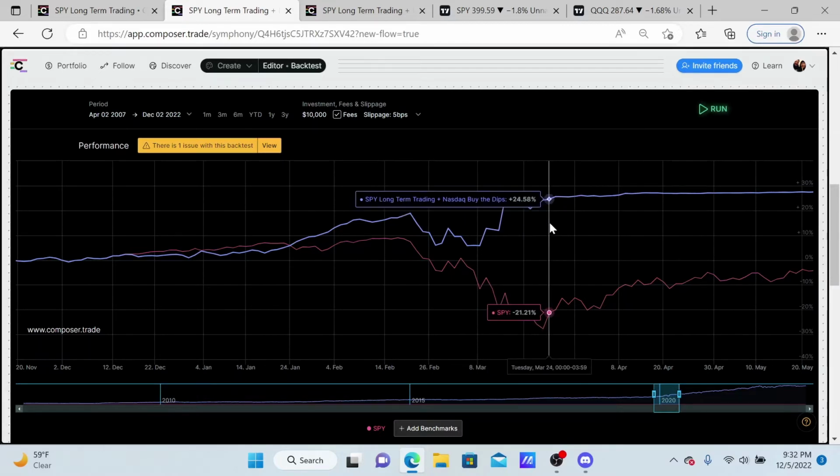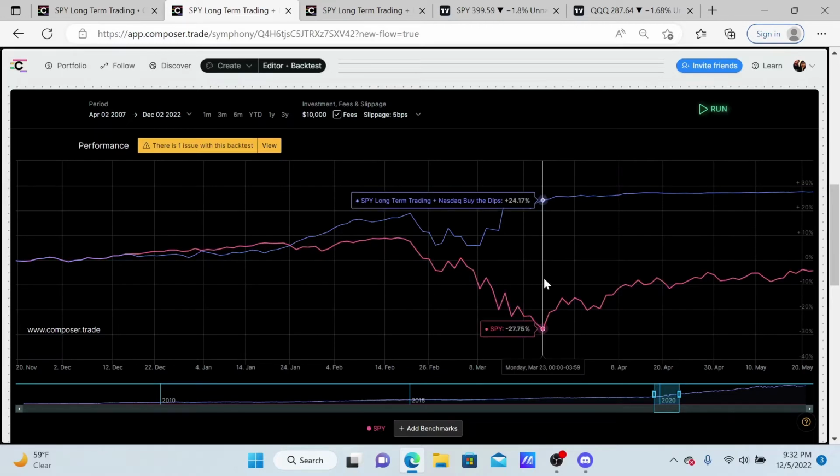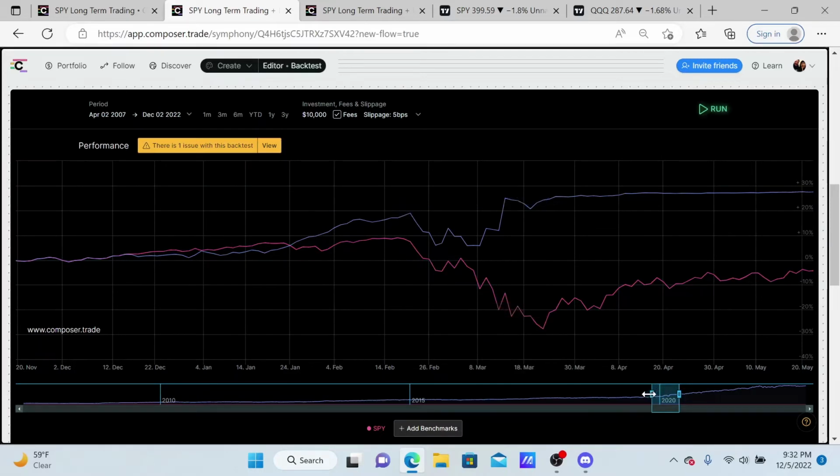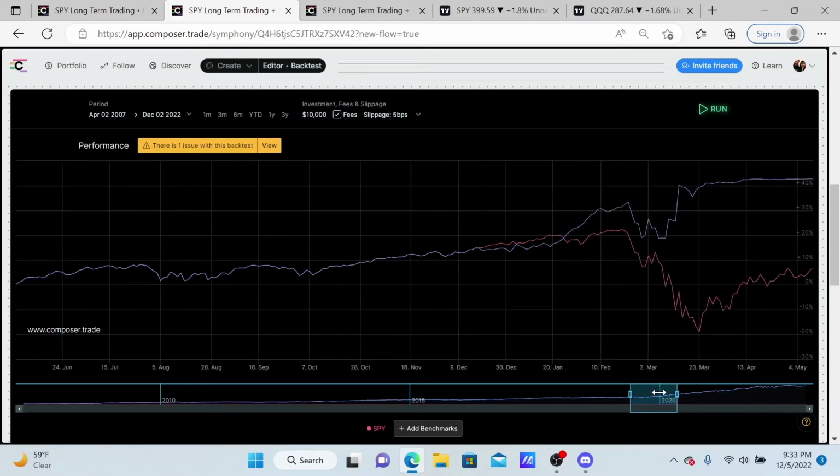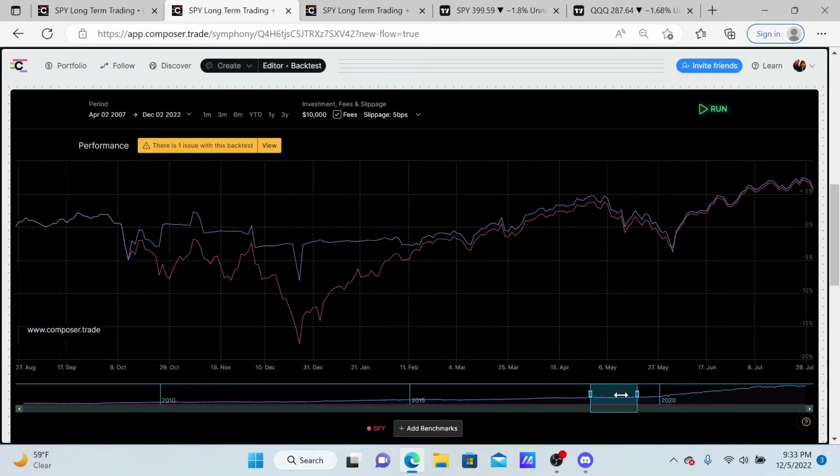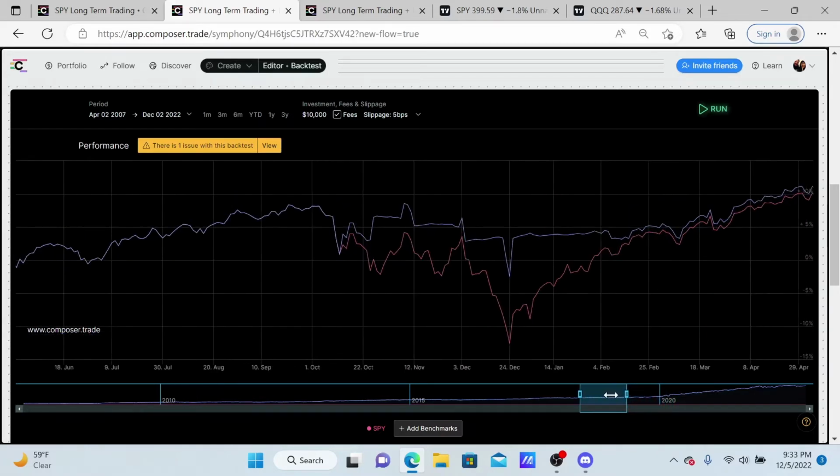So at the bottom of COVID, you can see the SPY was negative 27, and yet the strategy was positive 24%. So it's just things like that. It's not always going to work, but in the long term, if you're looking to stay invested, typically it works.